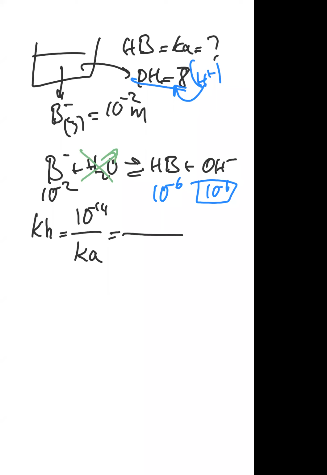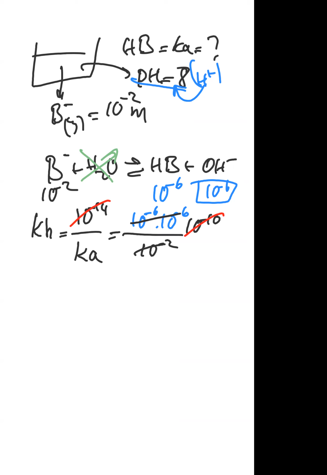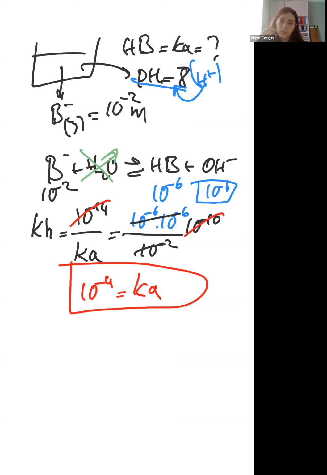Then we have 10 to minus 6 times 10 to minus 6 divided by 10 to minus 2. And we will see what is going on. This one is 10 to minus 10. Am I okay with it? Yes. Then more simplification will yield that the Ka value for this weak acid is 10 to minus 4. Good, good.